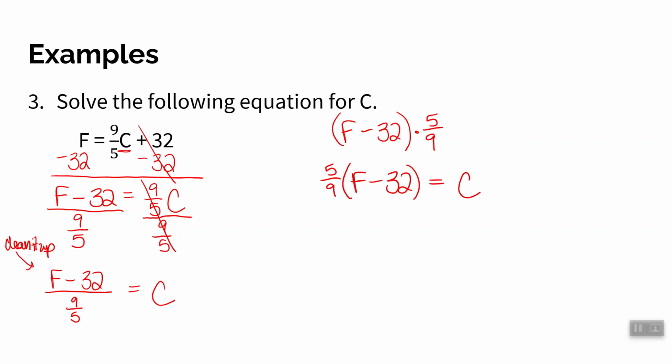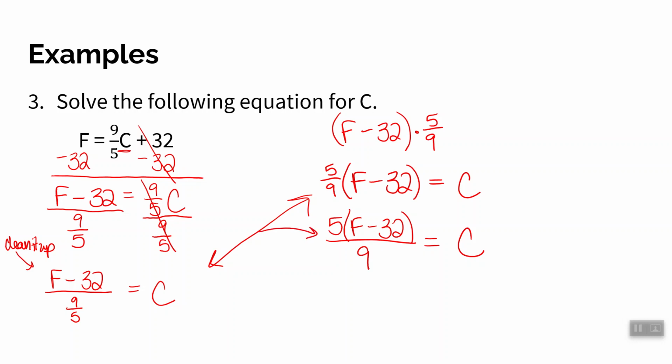I want you to recognize, though, how these two are, in fact, the same thing. You could also see it possibly with the 5 out in front here and the 9 actually on the bottom in the denominator. I've seen it this way as well. So then you would take your Fahrenheit temperature, subtract 32, multiply it by 5, and then divide by 9. Same thing. So all three of these are equivalent.